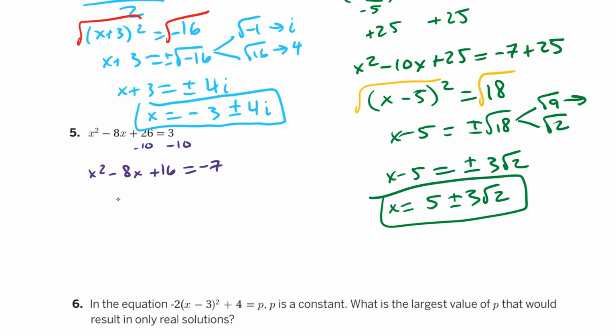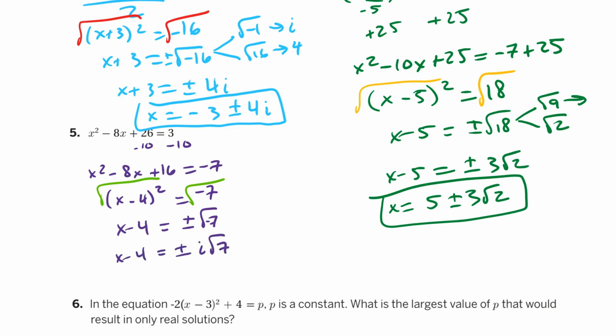Then when I factor this, it becomes (x - 4)². And then I take the square root of both sides, which gives me x - 4 equals plus or minus the square root of -7, which I can rewrite as plus or minus i root 7, because that's the square root of a negative. And then I add 4 to both sides to get 4 plus or minus i root 7.